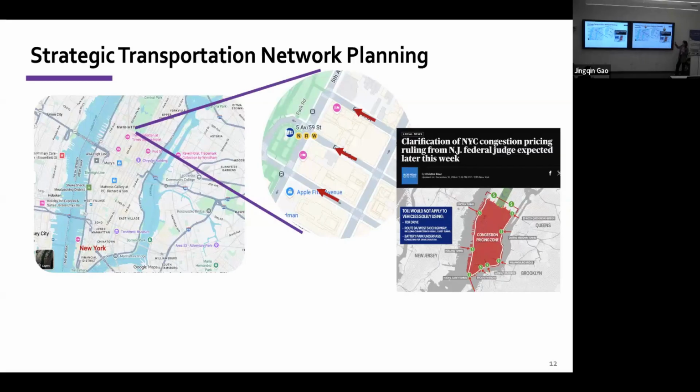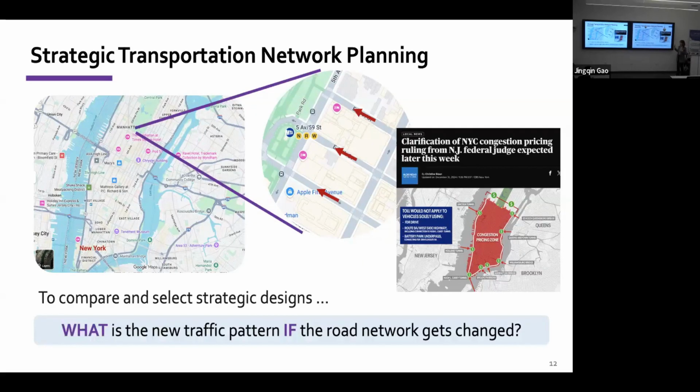In order to compare and select among these strategic designs, policymakers need to answer the following questions. We are changing the road network, and we are potentially changing people's behavior. How can we anticipate how people react to these policies, or what people's patterns will be if the road network gets changed? So we will be looking at this kind of strategic transportation planning setting.